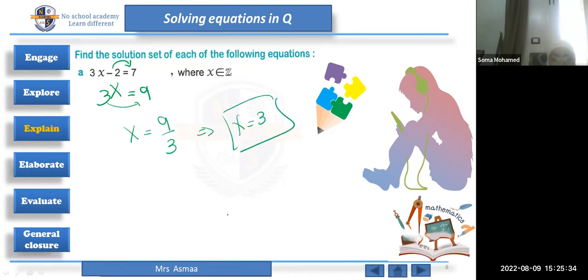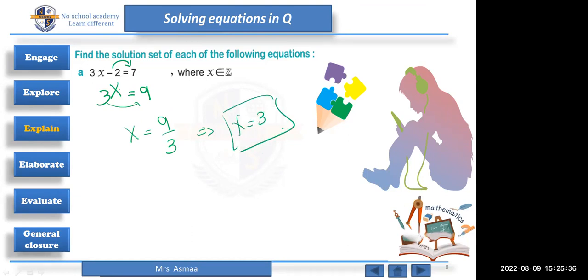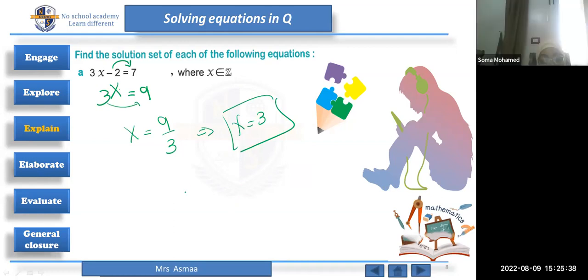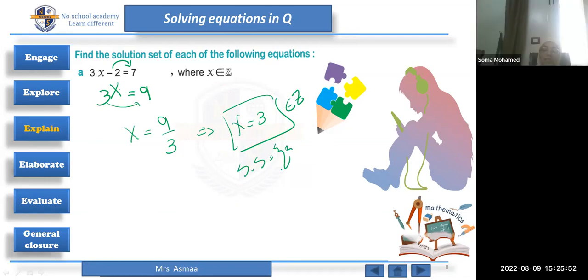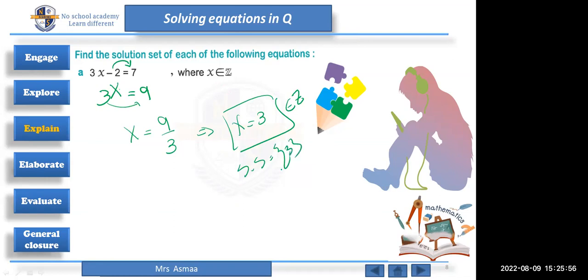Yasin. Does 3 belong to Z or no? Belongs to Z. Jana, so the solution set will be equal what? 3. Jana, if I want to check my answer, what shall I do? We will make 3 multiply 3 minus 2.